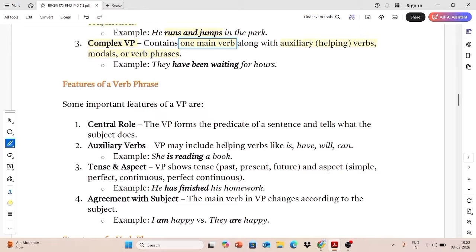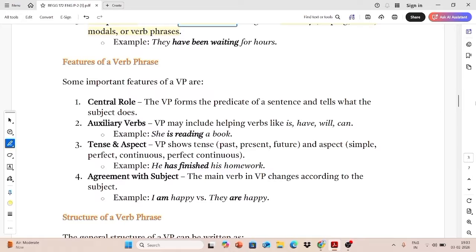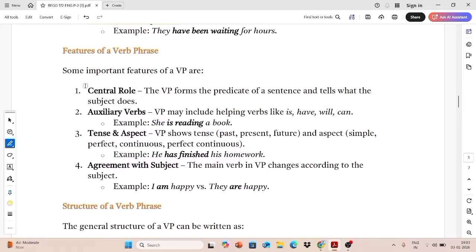Next, let's understand the features of a verb phrase. So, some of the important features of a verb phrase are, first we'll see the central role, that is what is the main role of the verb phrase. A verb phrase forms the predicate of a sentence and tells what the subject does.